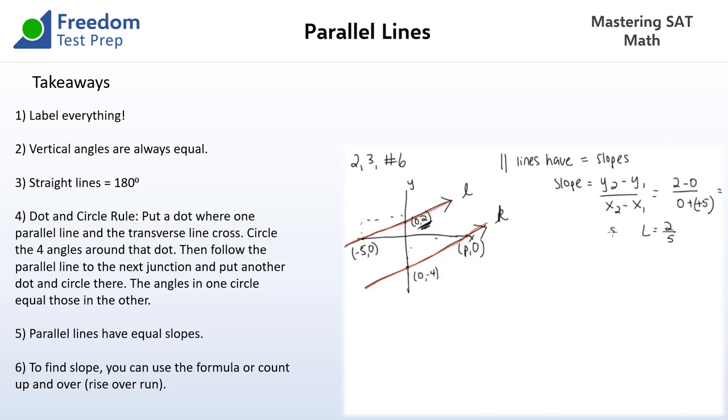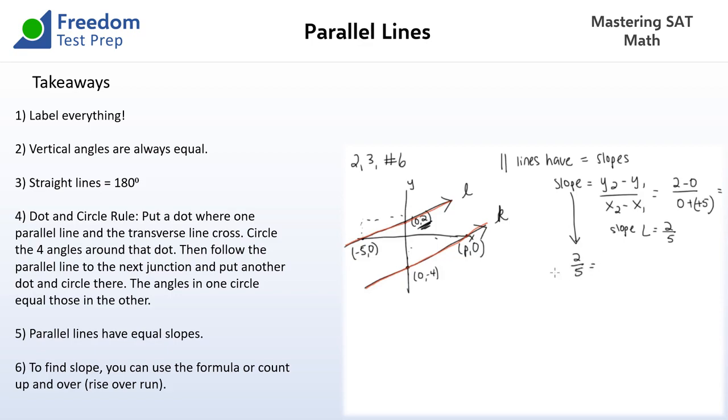And then, I'm just going to put that there. This is how you should do it on your page, like on your test. You should label everything so it's very clear. So you're not wondering, what is this 2/5 again? What did I just solve for? Okay, now we know that line L has a slope of 2/5. So that means line K has a slope of 2/5. So we can just take this and plug in 2/5 for it.